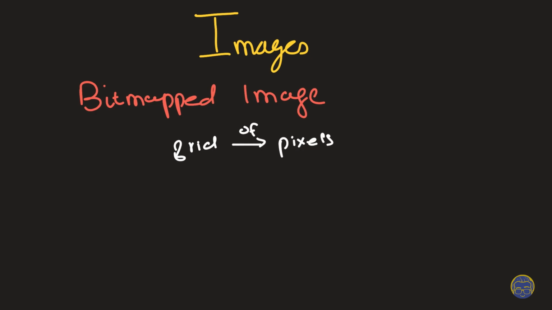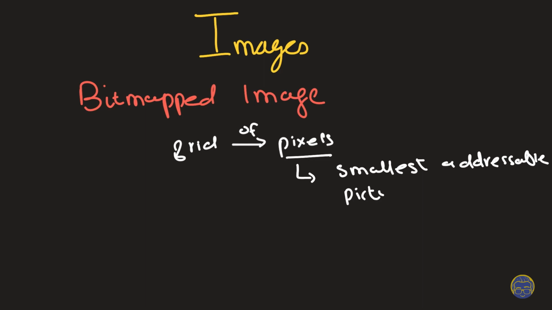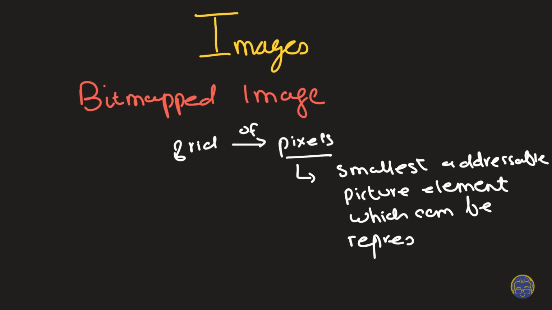A pixel is the smallest addressable picture element which can be represented in binary. The term bitmap comes from the concept that the bit patterns which make up the file are mapped to an area in the main memory.